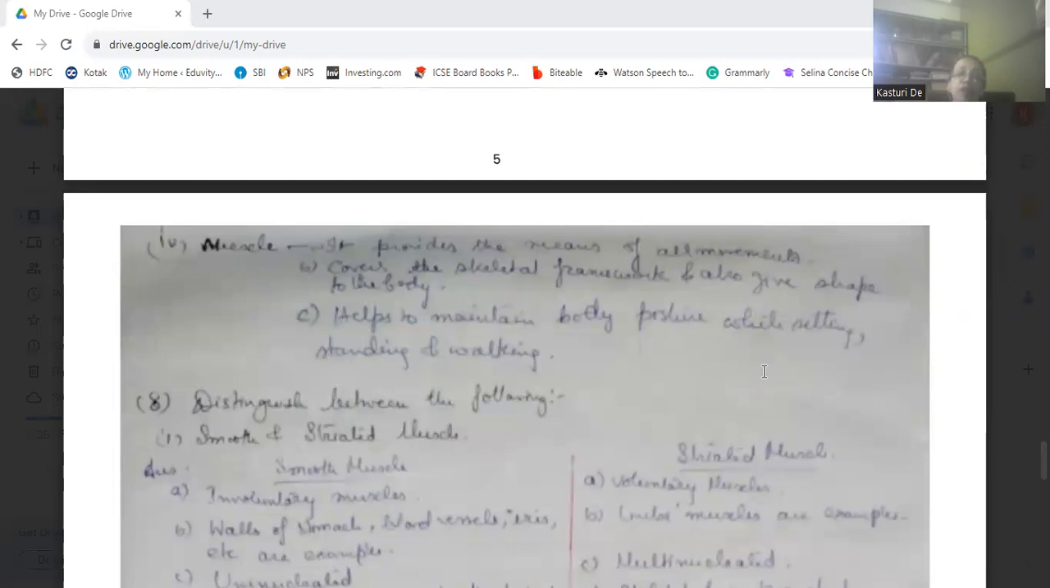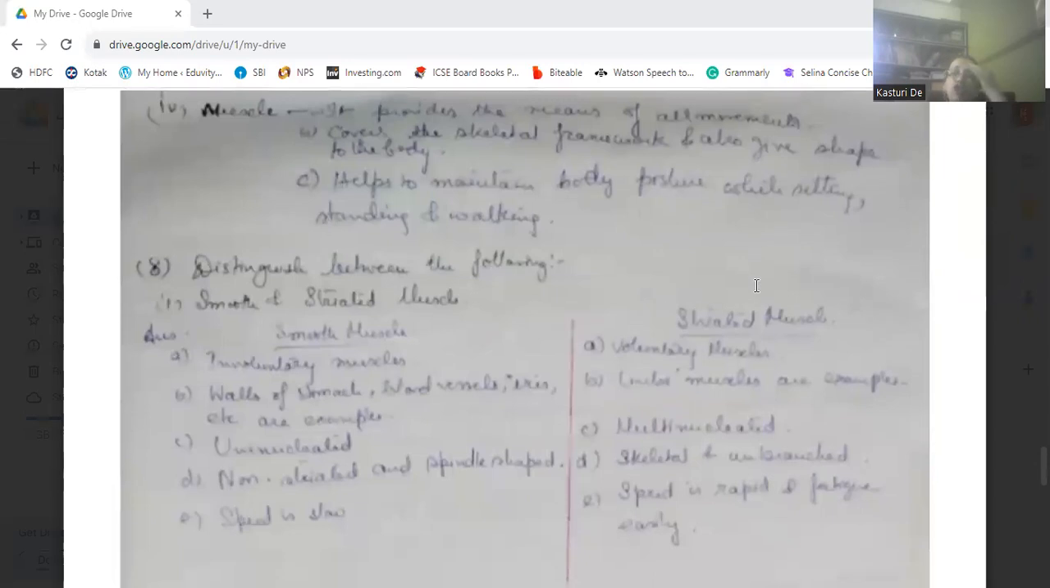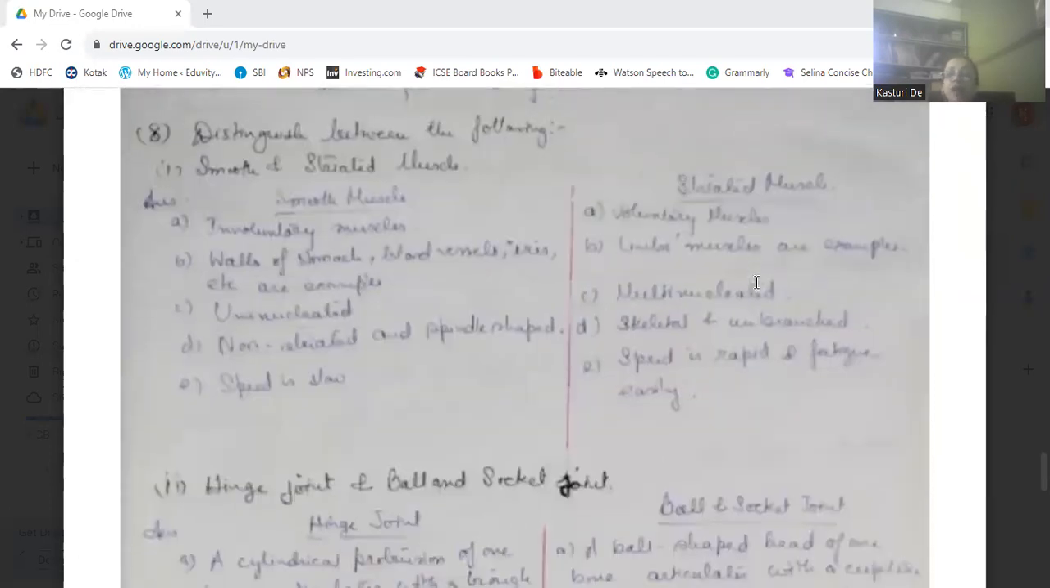Then distinguish between smooth and striated muscles. Smooth muscles are involuntary muscles, while striated muscles are voluntary muscles. Smooth muscles are attached around the walls of the stomach, blood vessels, iris, etc., whereas striated muscles are found in the limbs. Smooth muscles are uninucleated, whereas striated muscles are multinucleated. The smooth muscles are non-striated and spindle-shaped.